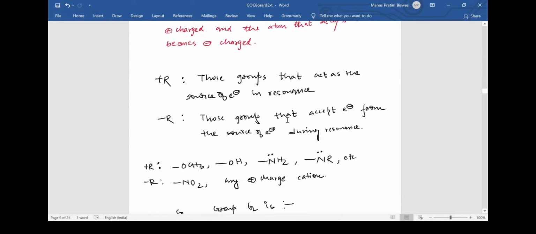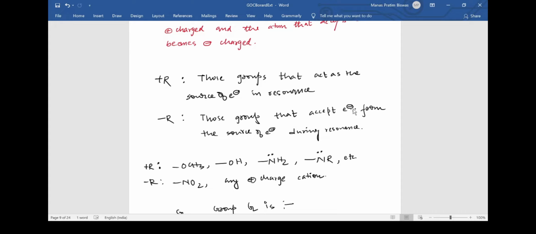Now we can classify groups. In inductive effect we had the plus I and minus I groups. Plus I were those pushing the electrons away, and minus I were pulling the electrons towards themselves. In a similar manner, plus R and minus R groups are also classified. You might not get direct questions here, but questions like classify a group of compounds or units into plus R and minus R groups might come. So you need to know what plus R and minus R are. Plus R are those groups that act as the source of electrons in resonance, and minus R are those groups that accept electrons from the source during the resonance.